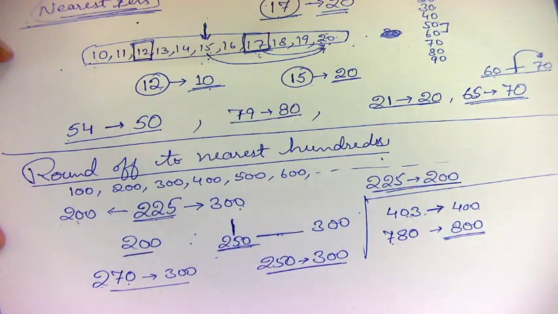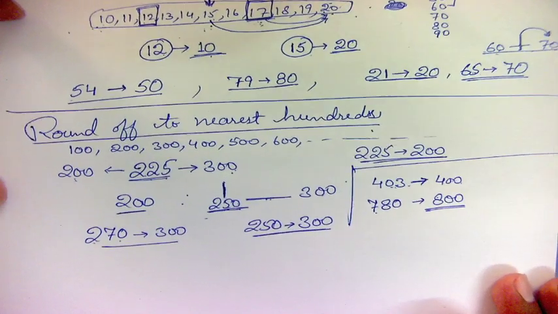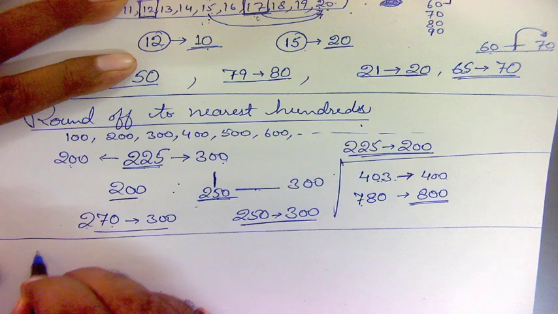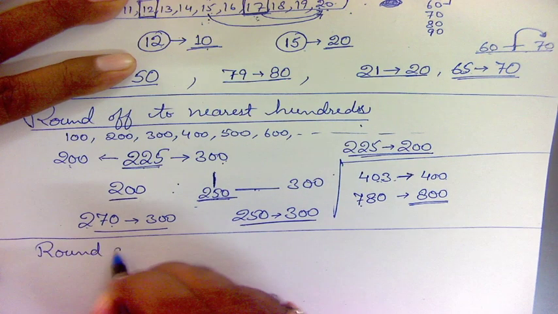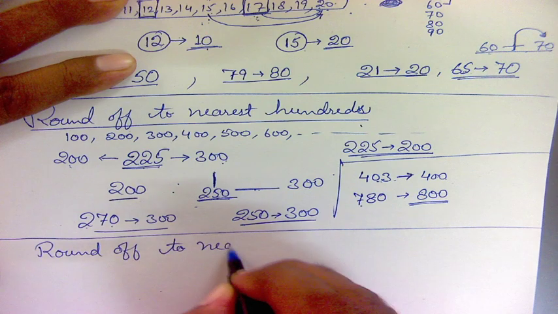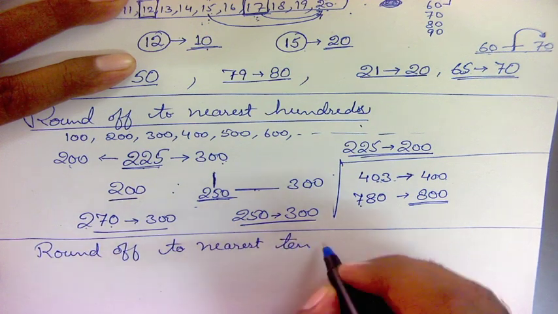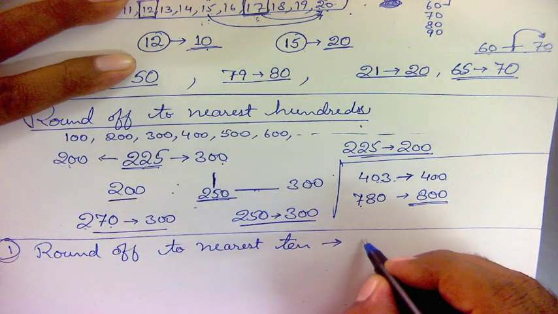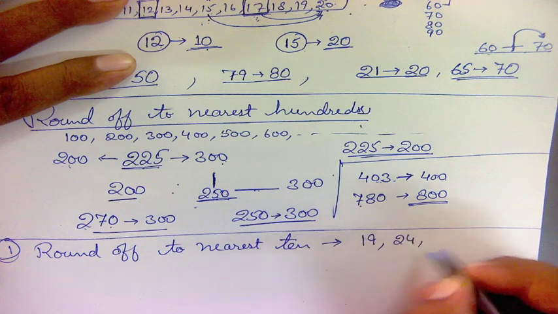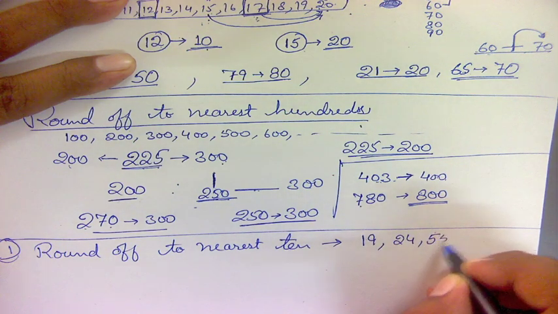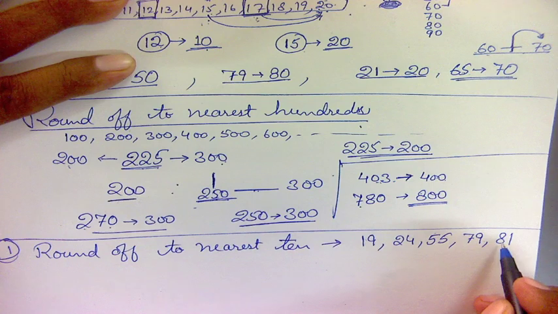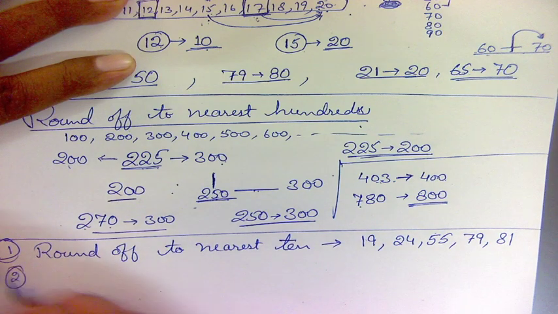Now we'll continue next. I'll tell you more about it, but meanwhile just try to solve a few questions. I'll give you examples or say some questions to round off. So round off to nearest tens. So this you have to round these numbers to nearest 10. I'll give you the numbers. Say the number is 19, 24, 55, 79, 81. These 5 numbers you have to round off to nearest 10.